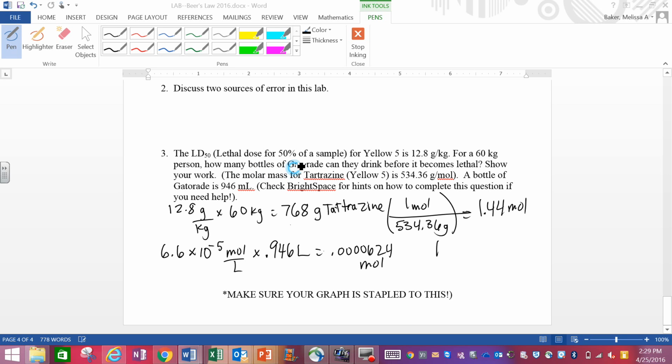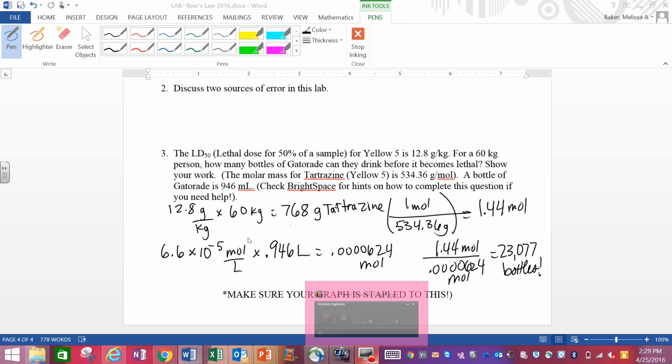So if 1.44 moles kills you, and there are 0.0000624 moles in one bottle, you would have to drink 23,077 bottles. So you'd have to drink quite a bit of Gatorade in order for the yellow dye 5 to kill you. All right.